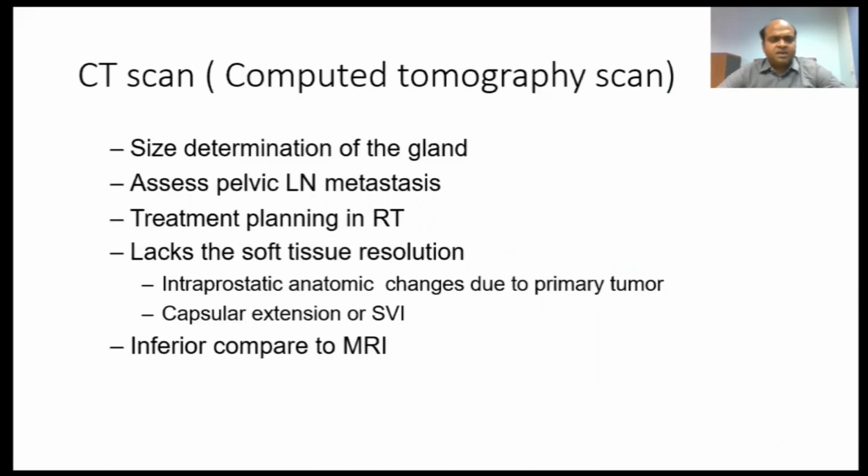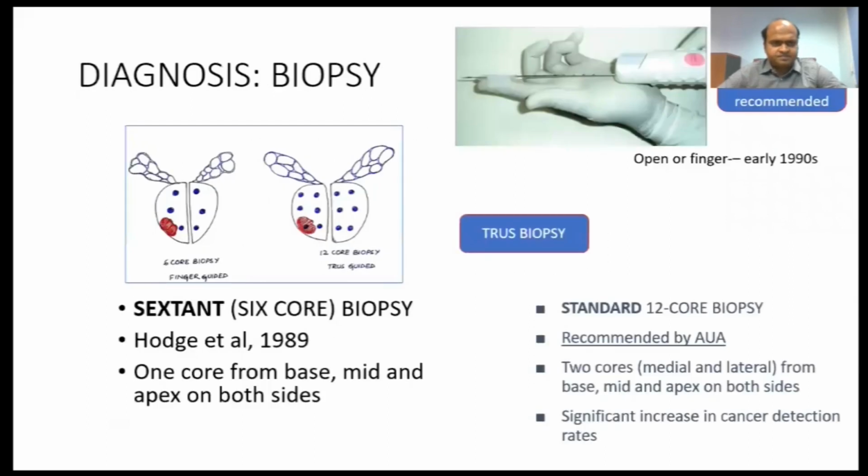However, it has better sensitivity and specificity to assess the pelvic lymph node metastasis. It has a big role in planning of radiotherapy in the setting of prostate cancer. Because CT scan lacks soft tissue resolution, intraprostatic anatomic change due to primary tumor, capsular extension and seminal vesicle extension cannot be determined with certainty and are inferior as compared to MRI.